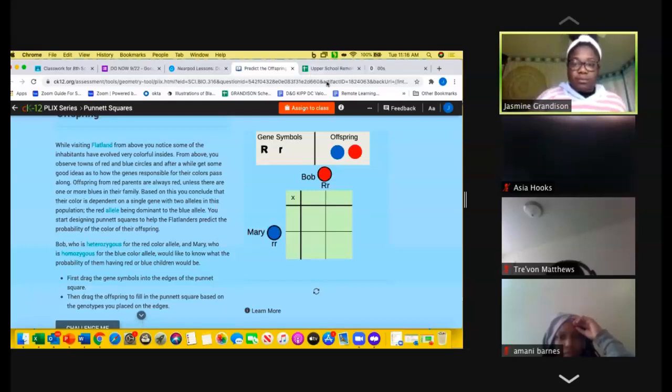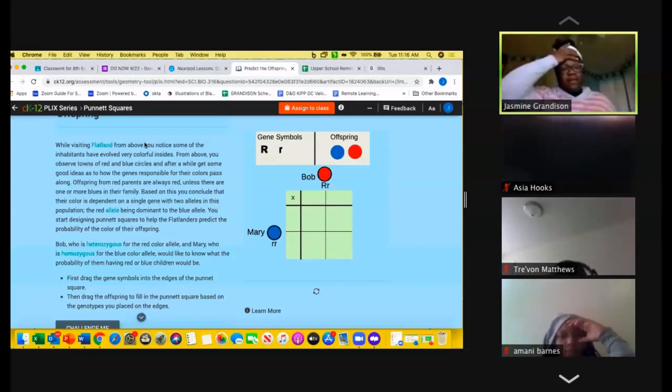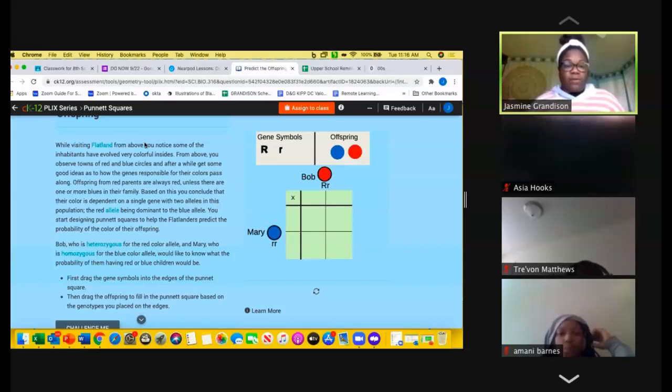All right, so let's look at it. It says they have, based upon which, conclude this color is dependent on a single gene with 2 alleles in this population. Basically, an allele is their gene. And we have red people, we have blue people. So it asks us to design a Punnett square based upon what we see.